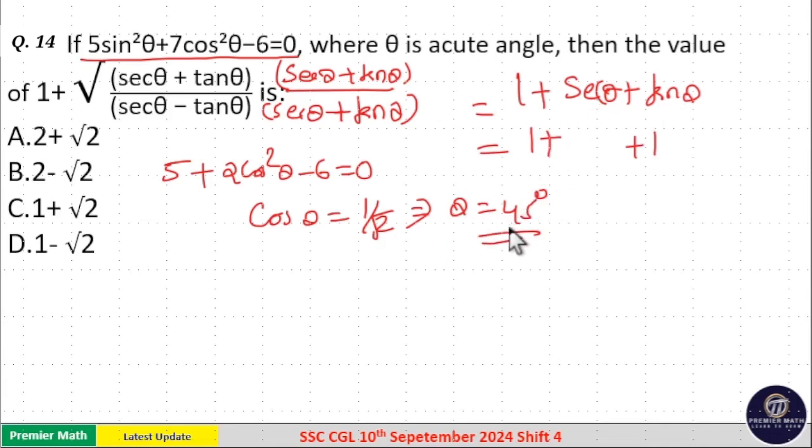Cos 45 is equal to 1 by root 2. Then sec 45 is equal to root 2. That is, this is equal to 2 plus root 2. Option A is your answer.